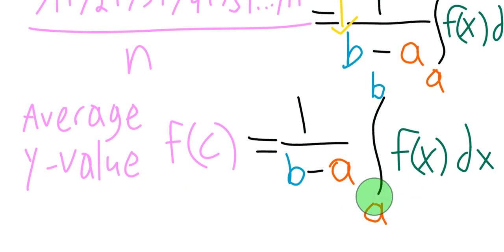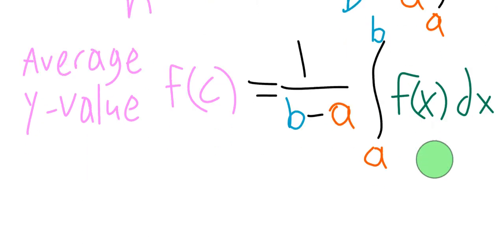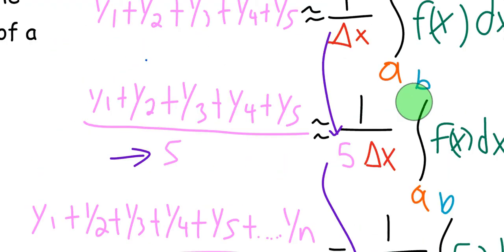So as a conclusion to this proof, the average y value, which again we called f of c, at some x equals c value, is just equal to 1 over b minus a times the integral from a to b of f of x. And it's interesting to me that the average y value hinges on this integral, since integral has to do with area. Nonetheless, this is the formula, and this is exactly why it works.